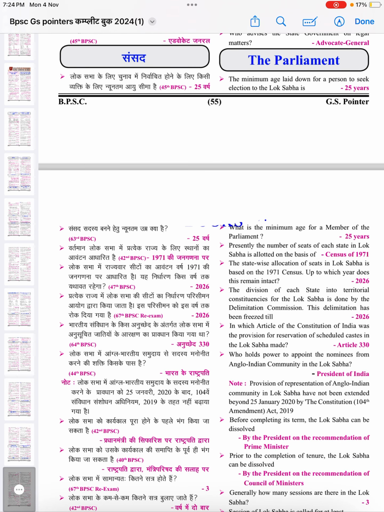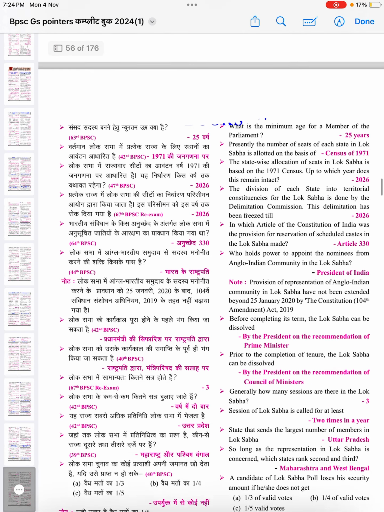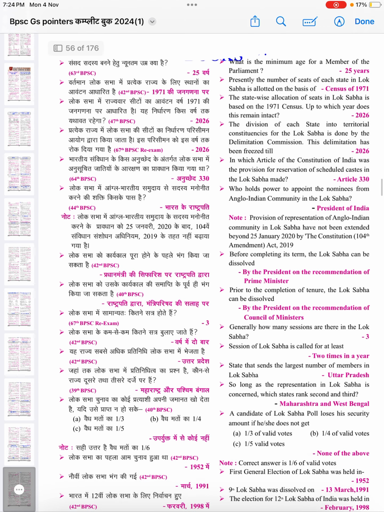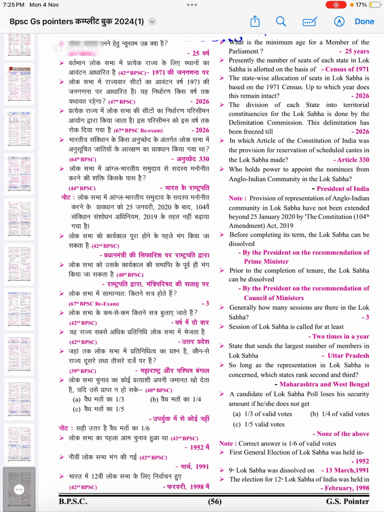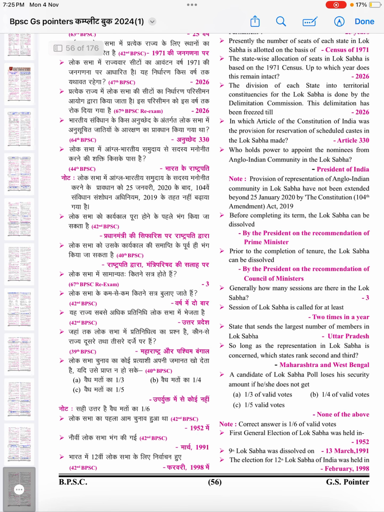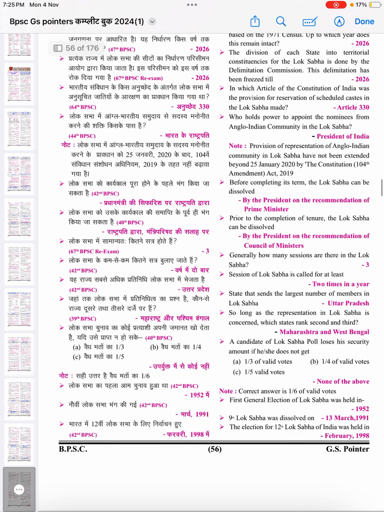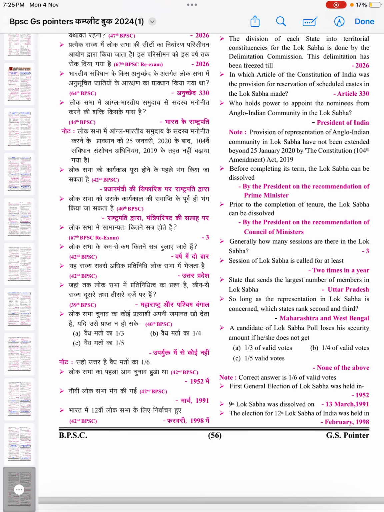The Parliament. The minimum age laid down for a person to seek election to the Lok Sabha is 25 years. What is the minimum age for a member of Parliament? 25 years. Presently, the number of seats of each state in Lok Sabha is allotted on the basis of the census of 1971. The state-wise allocation of seats in Lok Sabha is based on the 1971 census. Up to which year does this remain intact? 2026. The division of each state into territorial constituencies for the Lok Sabha is done by the Delimitation Commission. This delimitation has been frozen till 2026.